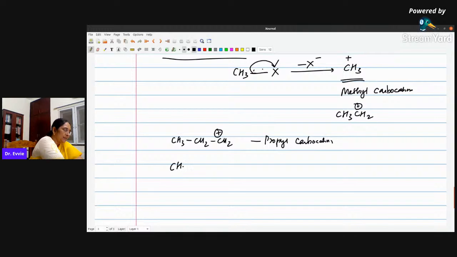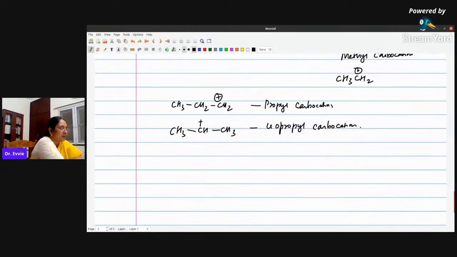And if you have something like this, CH3 and a plus charge, this is an isopropyl group. So this will be your isopropyl carbocation. Then you have your tertiary butyl. So we call this a secondary carbocation. This will be your primary carbocation. And how will I write the tertiary carbocation? If the carbon is attached to 3 carbons, then this carbon will be a tertiary carbocation.